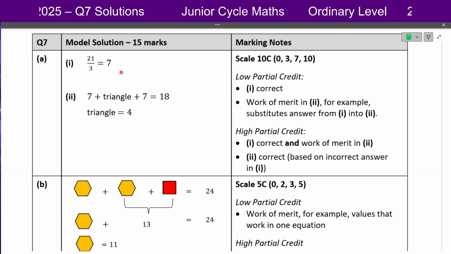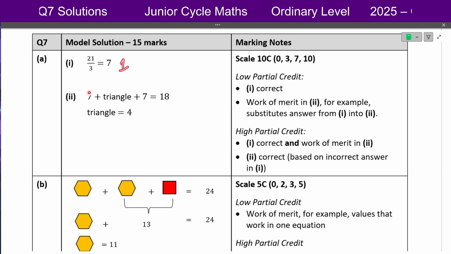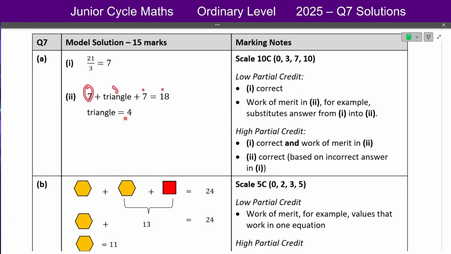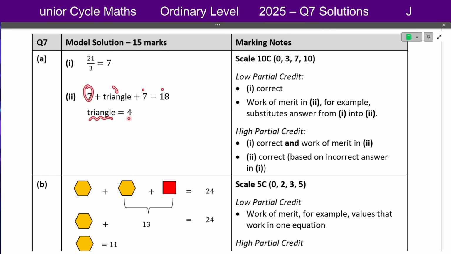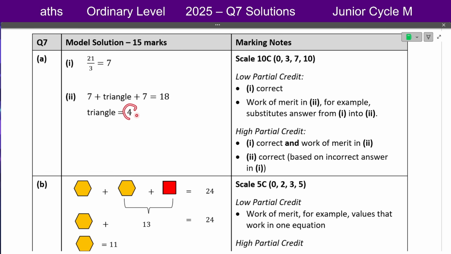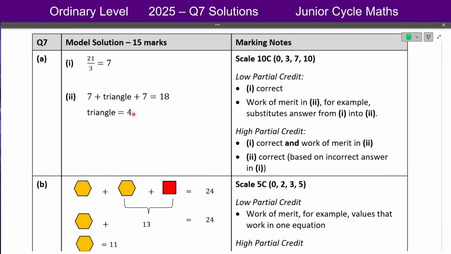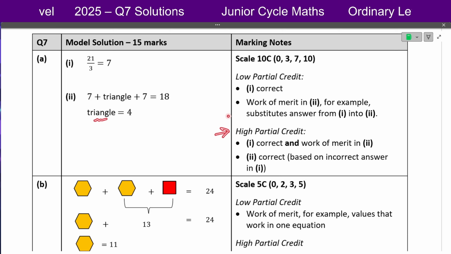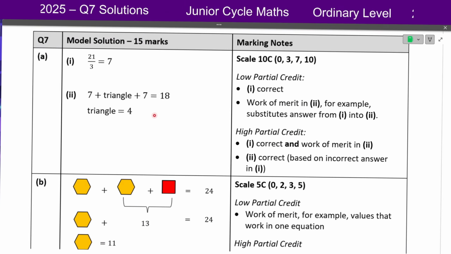For example, if we say 1 here, then that should be 1 plus a triangle plus 1 equals 18. So if we say triangle equals 18 minus 2, then we get 16. If we get the value of 16 here, then we will get the high partial credit. That's for the first part.